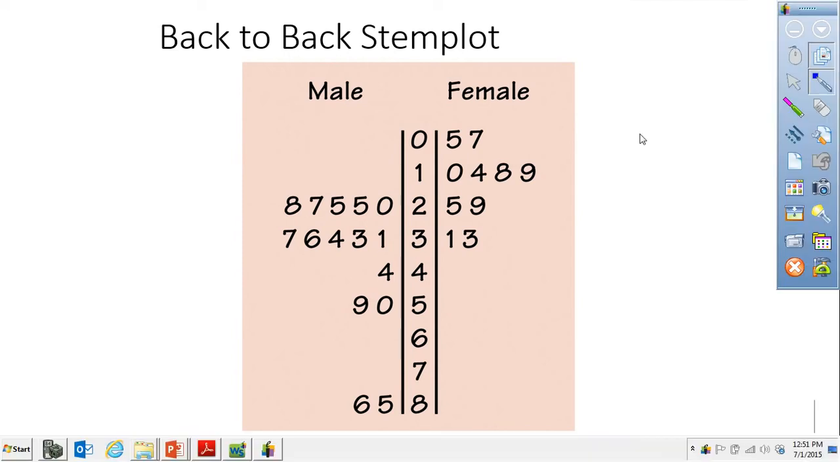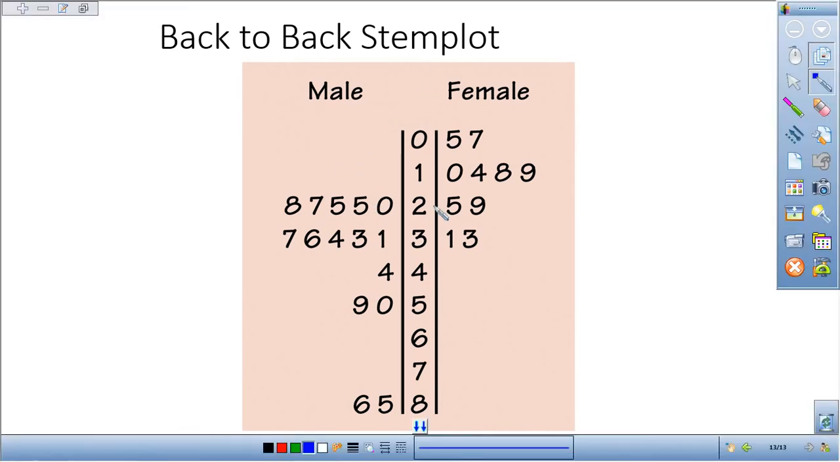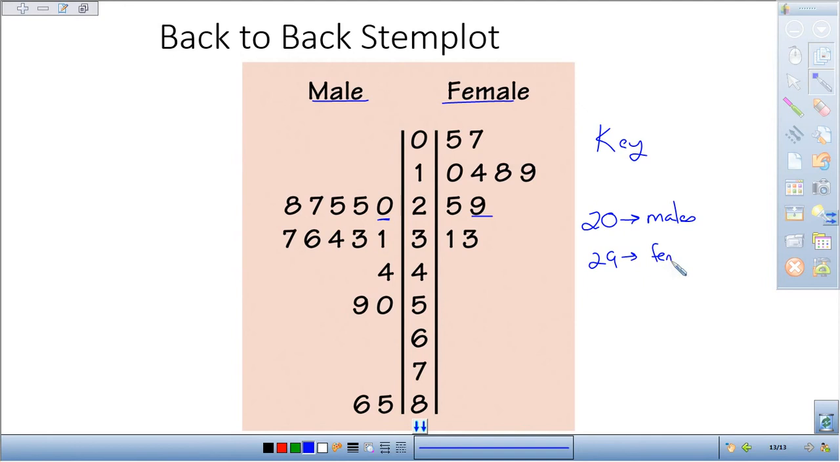Sometimes we'll have a back-to-back stem plot. For instance, we can see here is something comparing males to females. What this is missing is the key. So for instance, I don't know what this 20 represents for the males, or what this 29 represents for females. So that's why a key is very important. Just wanted to show you, though, an example of a back-to-back stem plot.